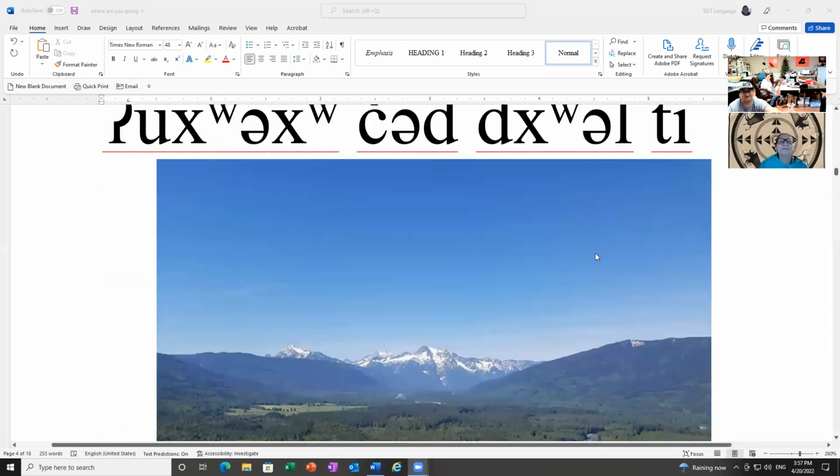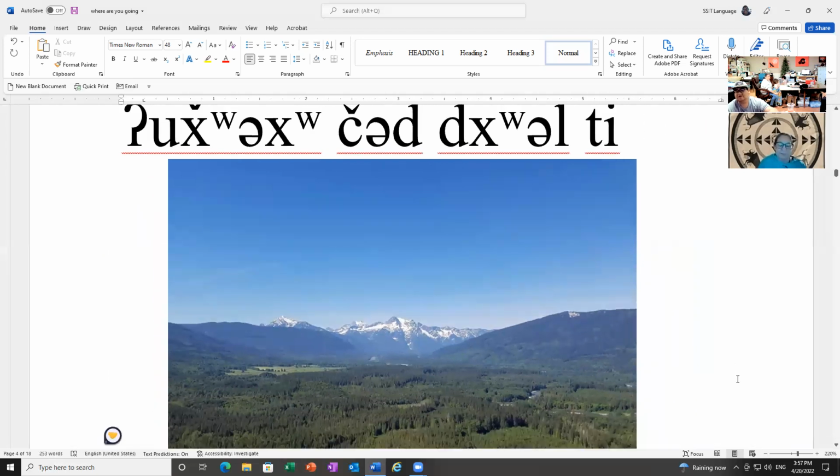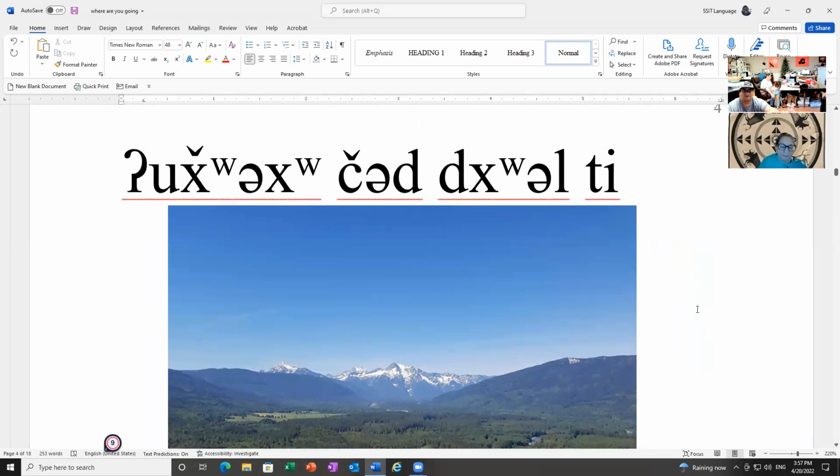Is it not Tia? It's just T? It is Tia, but I was using the Southern Lushootseed as reference. So in Southern Lushootseed, it's just T.